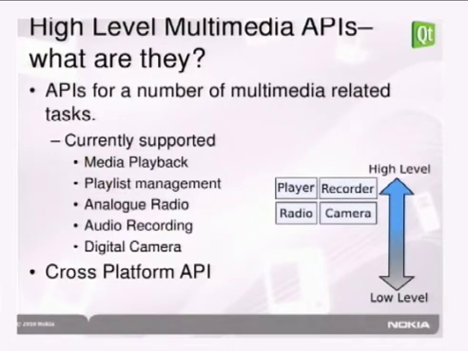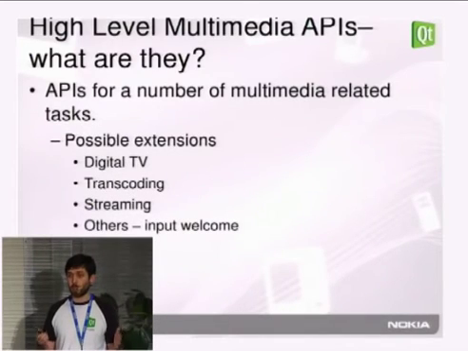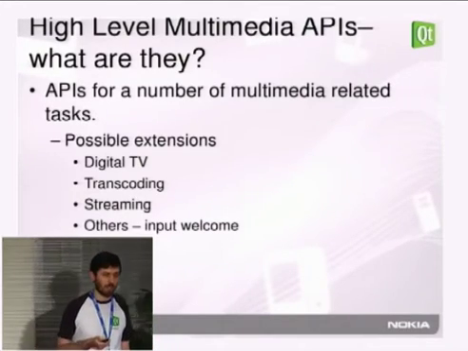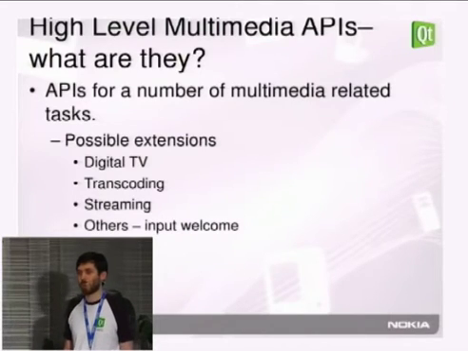They sit on top of this range, and currently we support media playback, radio, audio recording, and camera APIs. Those are portable APIs. In the simple case, your application will work on desktop and on different phones, on a number of platforms. Possible future extensions could be digital television or video and audio transcoding. For example, you captured a large high-definition video and would like to send a friend part of it, make it smaller and stream it. If you have ideas about what you would like to have, I'm very interested to hear your input.